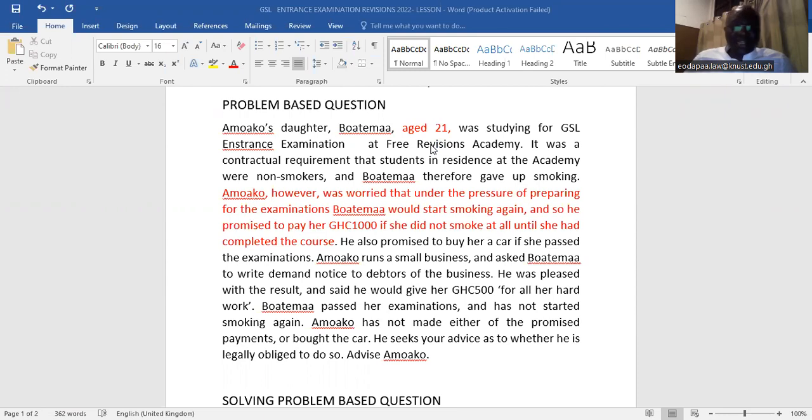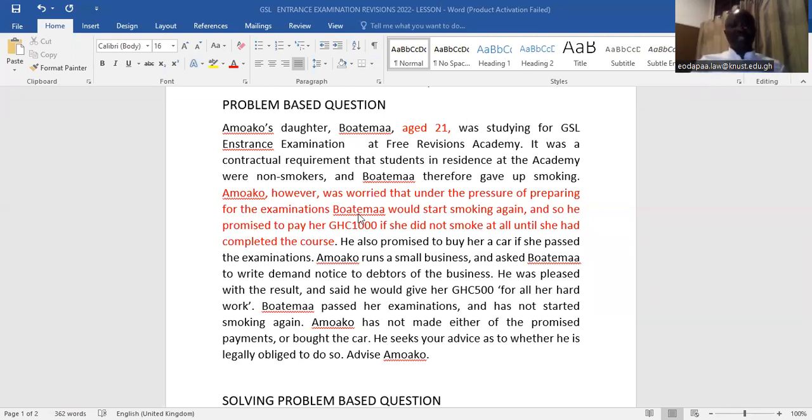So regarding the promise to pay the 1,000 Ghana cedis to her for not smoking, can Boatemaa's assurance or obligation not to smoke be a good consideration to support the promise by the father to pay the 1,000? So that is another related issue.